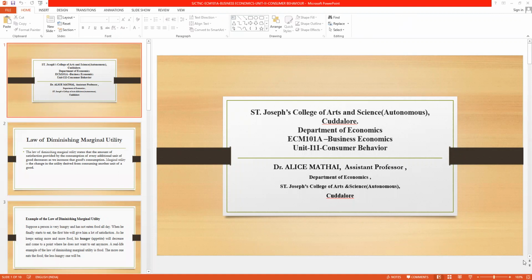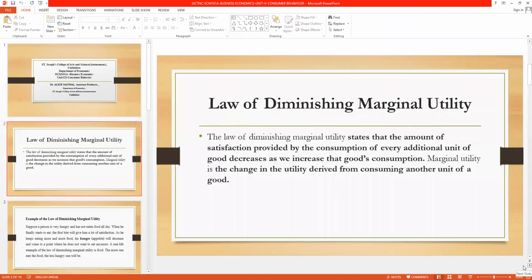Today we are going to see the Law of Diminishing Marginal Utility. The Law of Diminishing Marginal Utility states that the amount of satisfaction provided by the consumption of every additional unit of a good decreases as we increase that good's consumption. That is, the law tells that utility will diminish as we add one more unit. So as we add, the utility goes on diminishing.